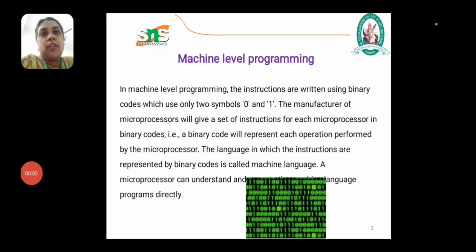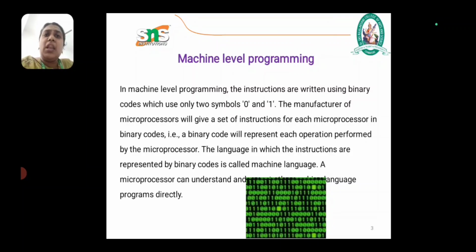First, we discuss machine level programming. Machine level programming means instructions written using binary codes, which are 0 and 1 values. A processor understands only machine level instructions. So a microprocessor kit understands only binary numbers, which are strings of 0 and 1 values. However, machine level programming is complex to use in software development.